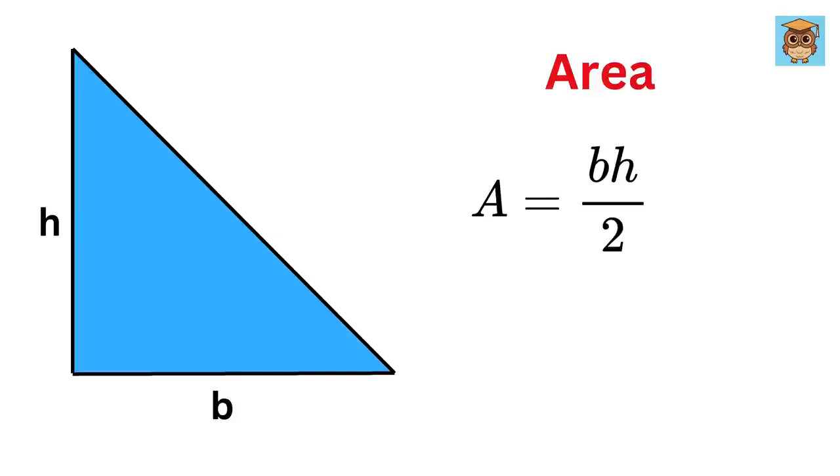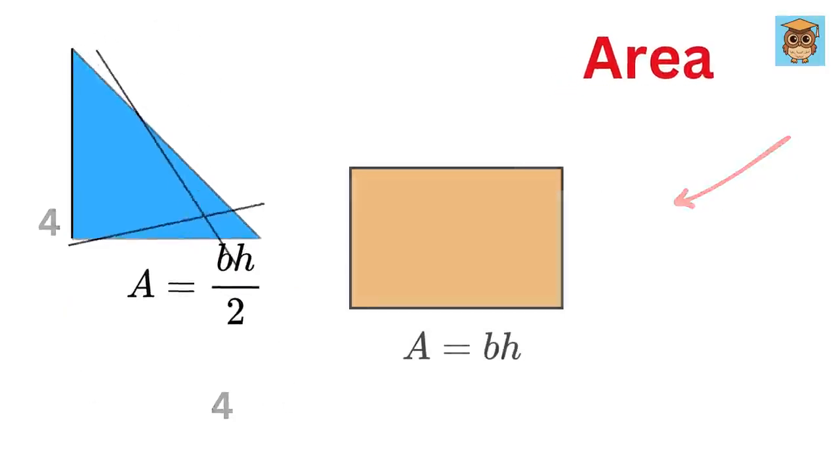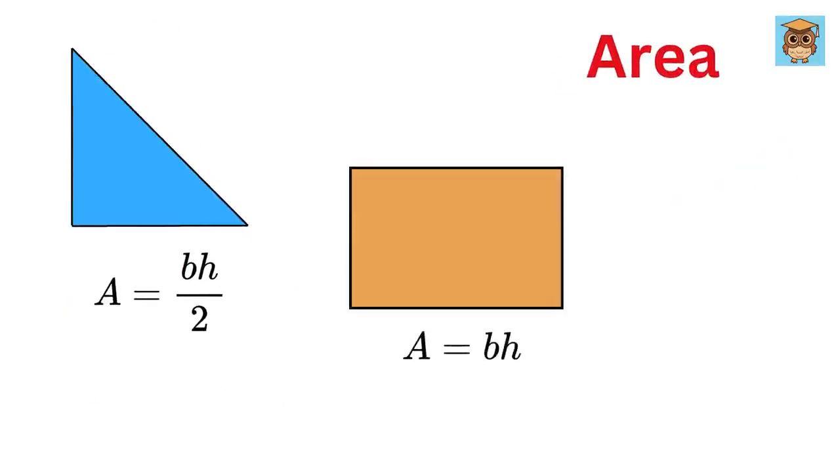Imagine you have a right triangle where the base is 4 units long and the height is also 4 units. To calculate its area, plug the values in this formula to get the answer as 4 times 4 by 2, or 8 square units. Now, this simple formula is possible to derive for simple shapes with straight lines and clear boundaries, like triangles and rectangles, etc.